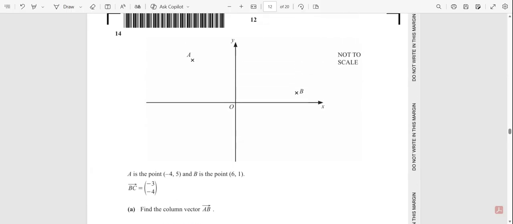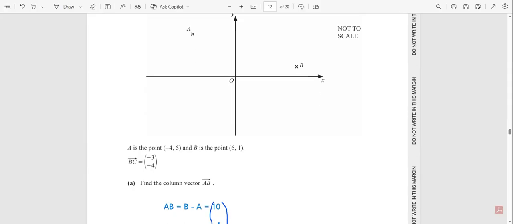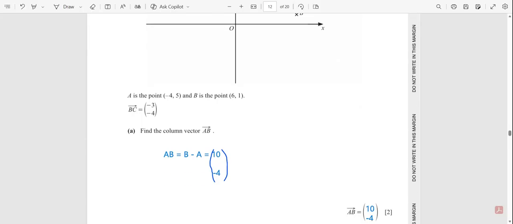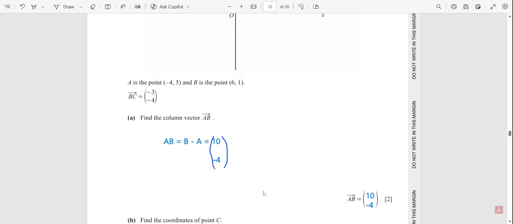Question number 14. A is the point (-4, 5) and B is the point (6, 1). BC is (-3, -4). Find the column vector AB. Column vector AB is given by B minus A. So 6 minus (-4) is 10 and 1 minus 5 is -4. So (10, -4) is the column vector AB.